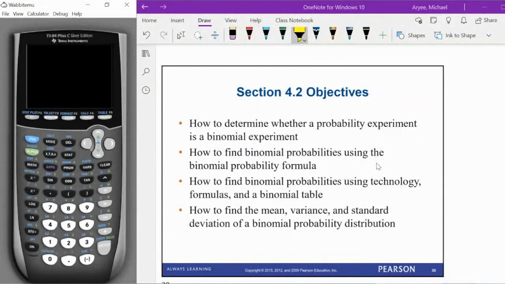Let's see what we have here. We will be trying to understand the concept of what we call a binomial experiment. We will learn how to find binomial probabilities, and we will also learn how to find the mean, variance, and standard deviation of a binomial probability distribution. So the focus will be on binomial probability distribution today.